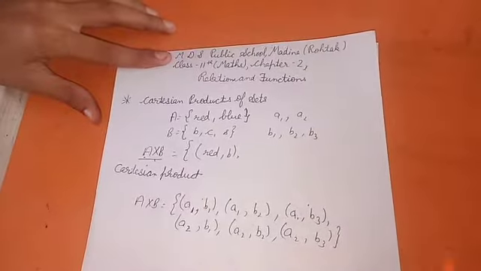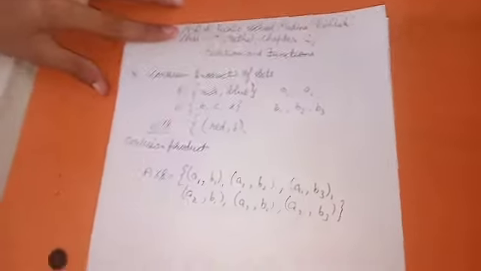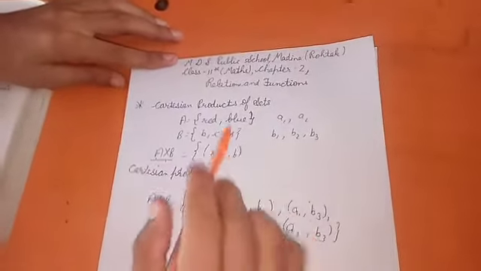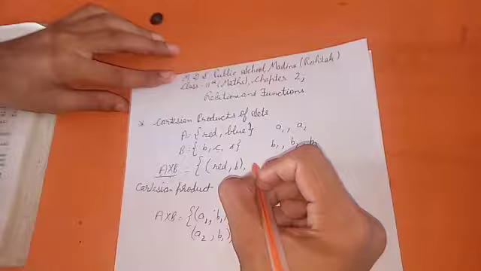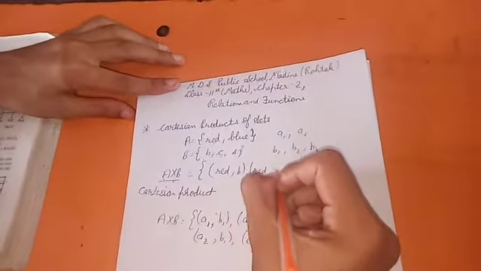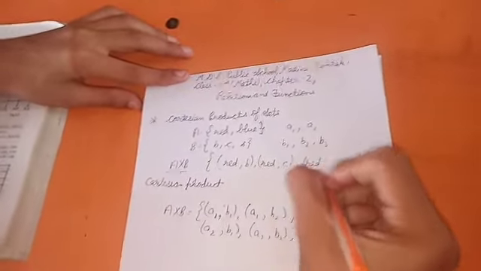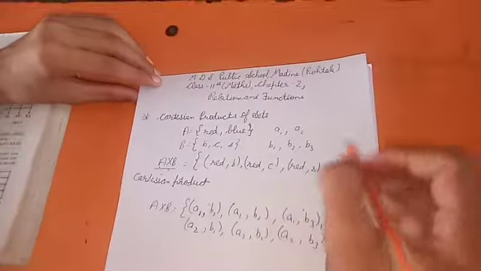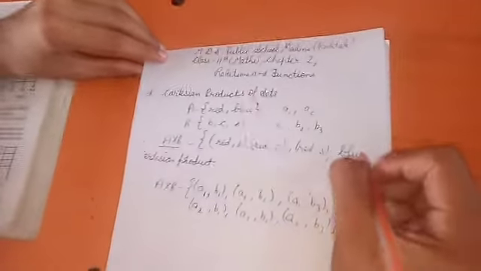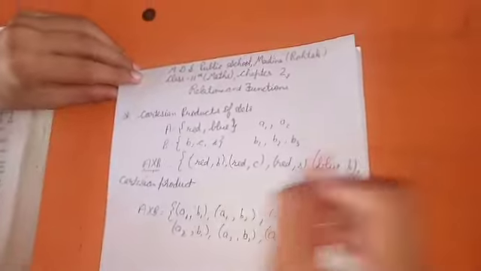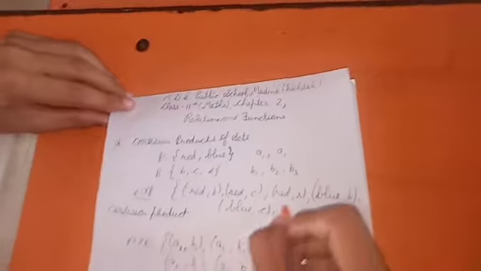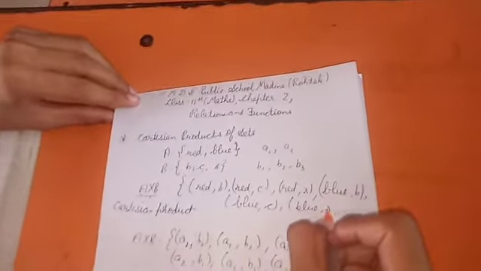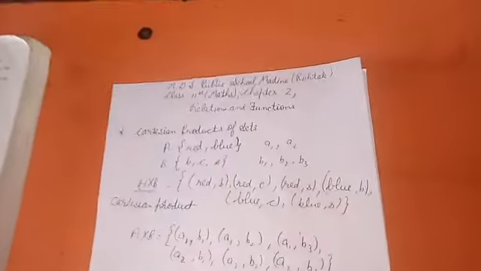Similarly we can do it for our provided values. In this way it is our A1, A2, B1, B2 and B3. So it will be red with B, then red with C, then red with S, then the next color is blue, blue with B, then blue with C, and then blue with S. Okay, it is a Cartesian product.